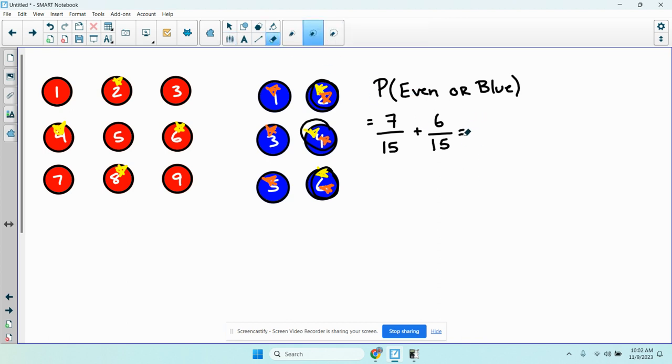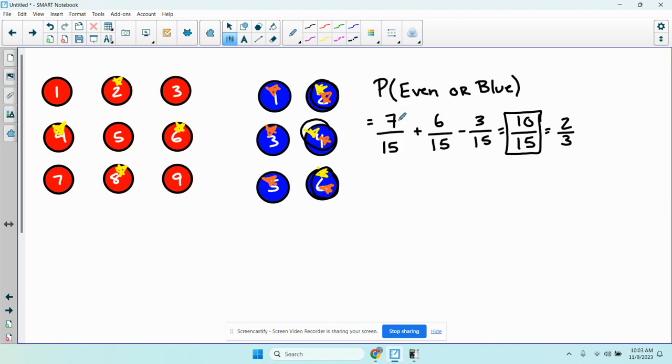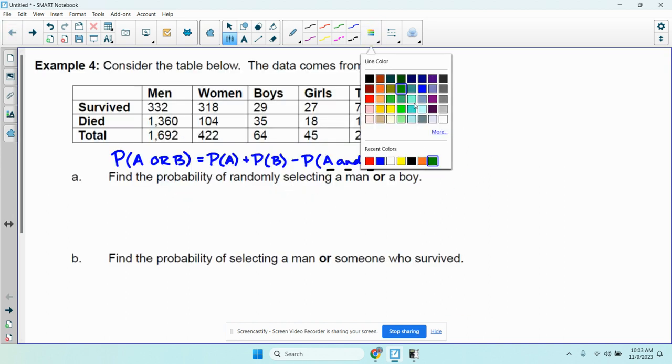So I'm going to subtract 3 out of 15. Those are the 3 that are blue and even. And I get 7 plus 6 minus 3. That's 10 out of 15. And if you put that in the calculator, you get 2/3. But 10 out of 15, that means there's 5 marbles that aren't blue or even. They must be red and odd. Well, there's 1, 2, 3, 4, 5. There's the 5 that are not blue or even.